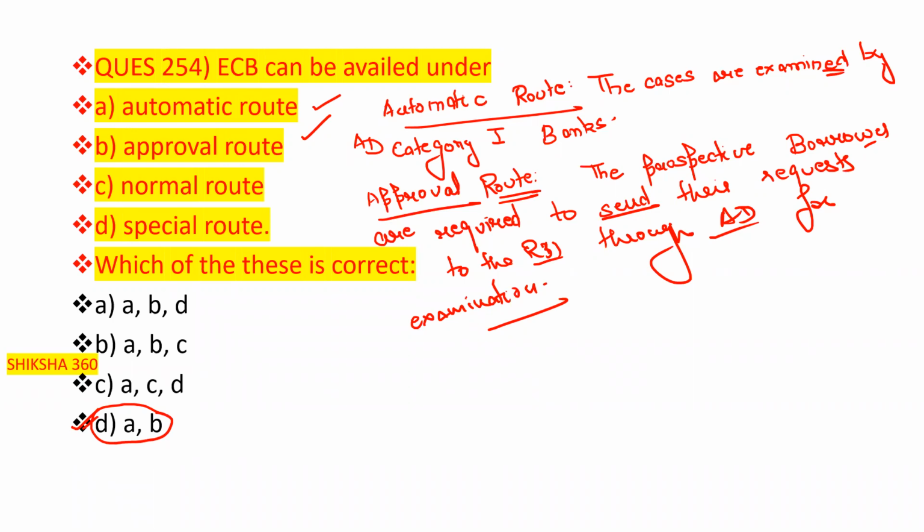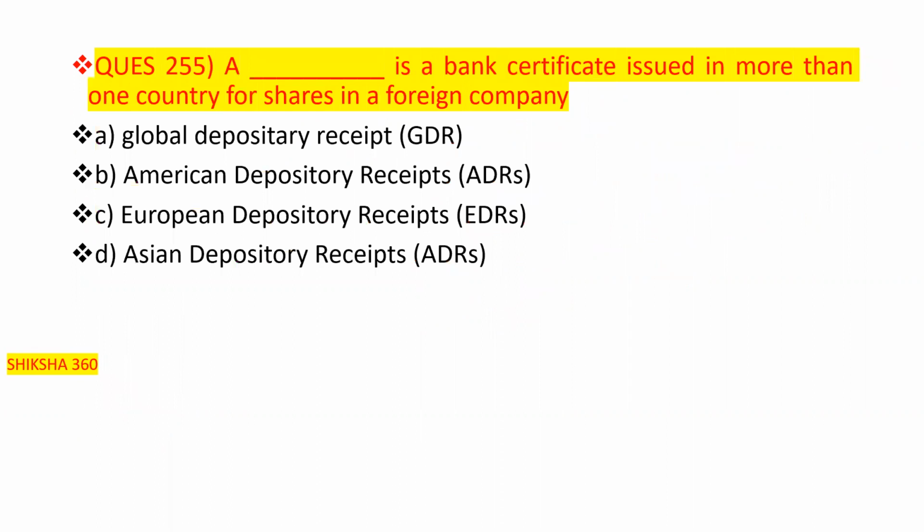Now move to the next question, question number 255. A dash is a bank certificate issued in more than one country for shares in a foreign company. So which is that certificate?